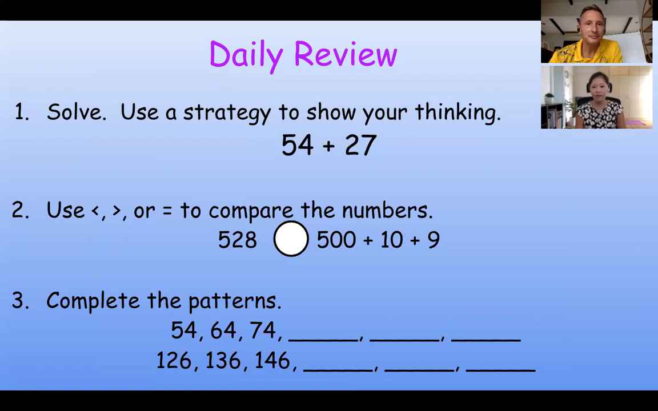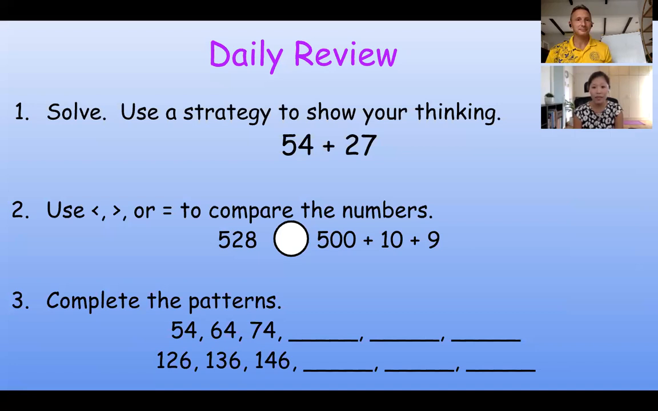Number 1, solve. Use a strategy to show your thinking. 54 plus 27. This is a review for you, and you can show your thinking using some strategies that we worked on last semester. Number 2, use greater than or less than or equal to compare the numbers. I see 528, and you're going to compare it to this expanded form, 500 plus 10 plus 9. You're going to compare these two numbers, okay?